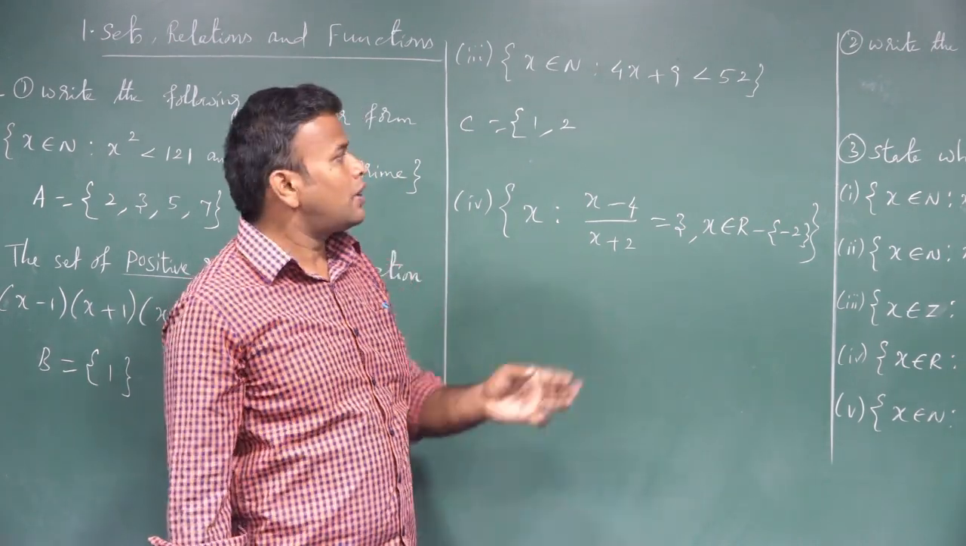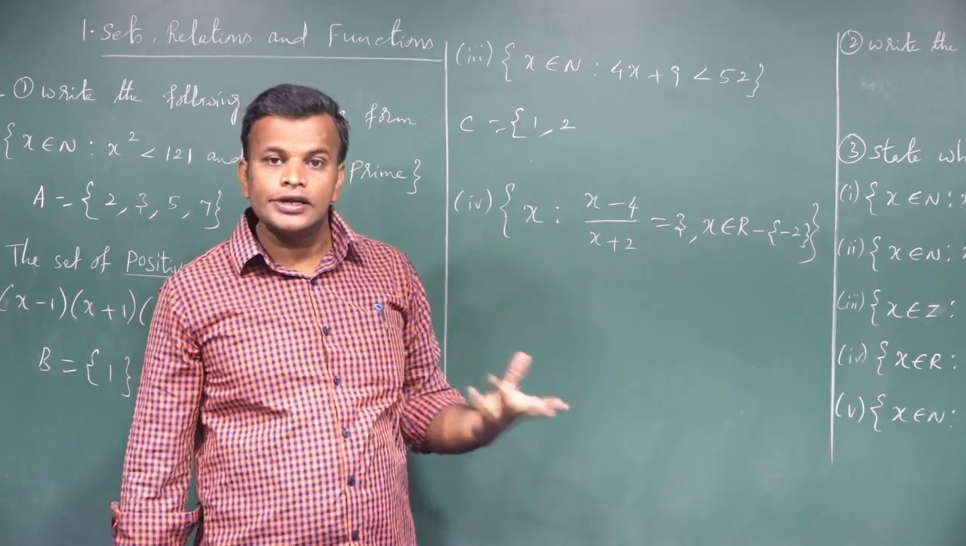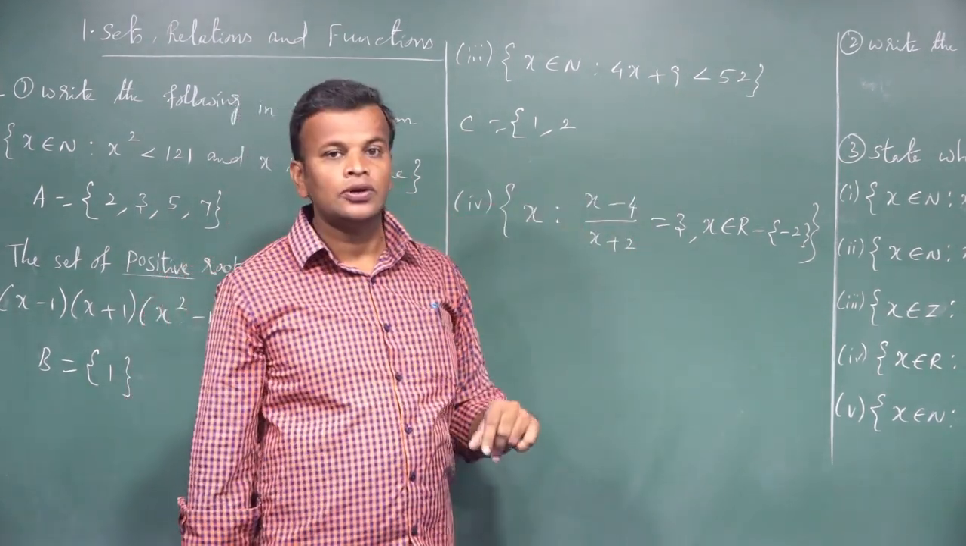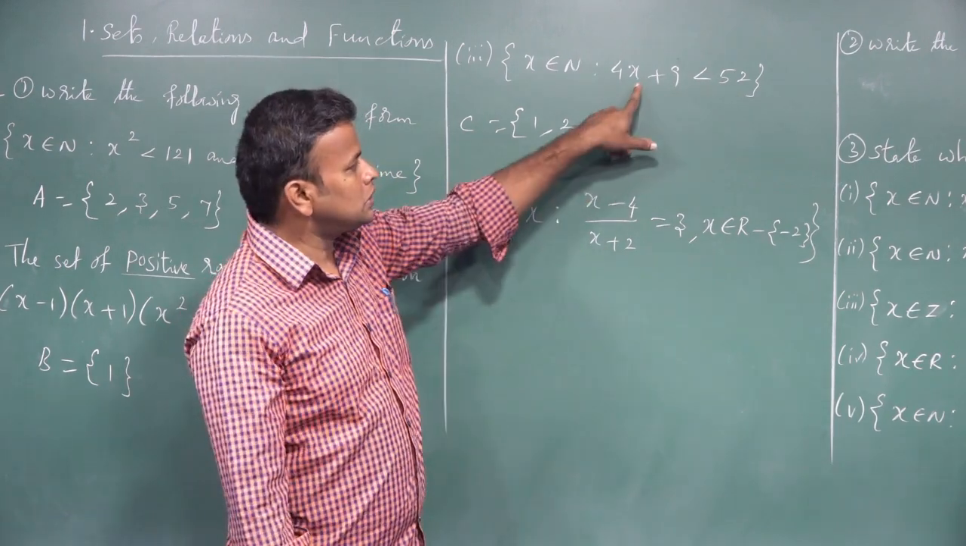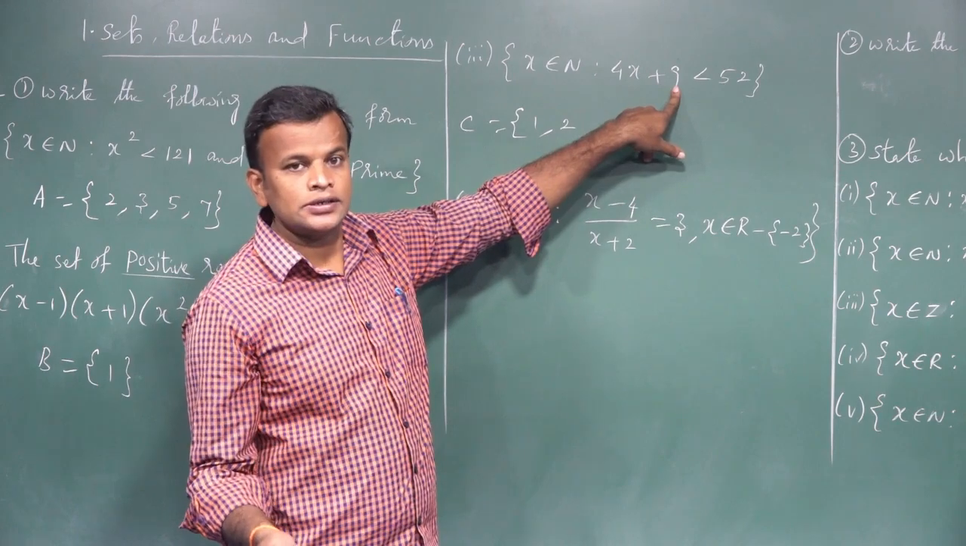In the middle I check the value of x is 9. 4 9s are 36. 36 plus 9 is 45. Okay, less than 52. 10. I put the value of x is 10. 4 10s are 40 plus 9, 49 is less than 52.